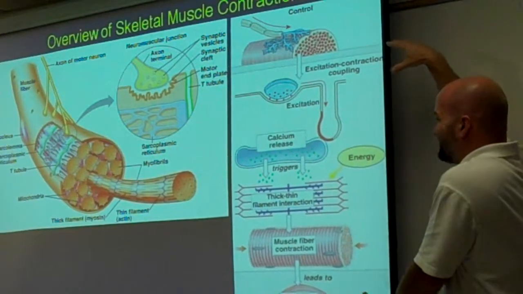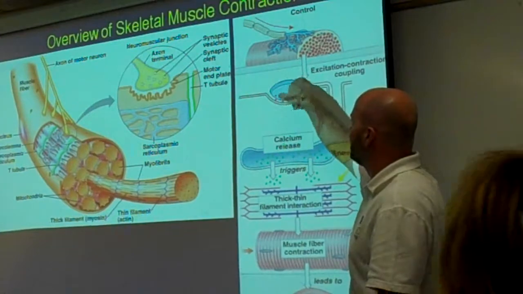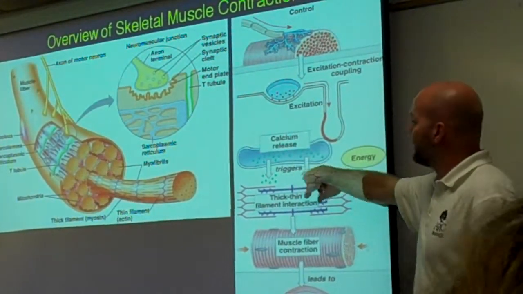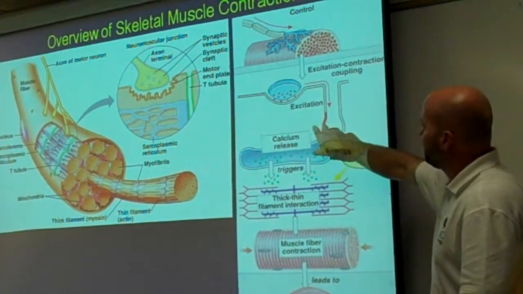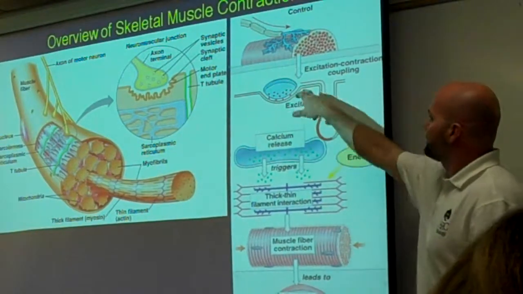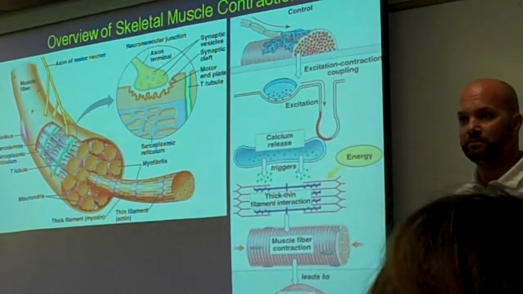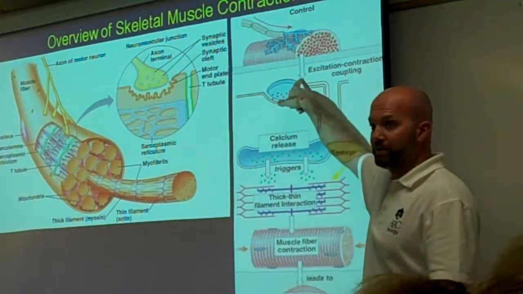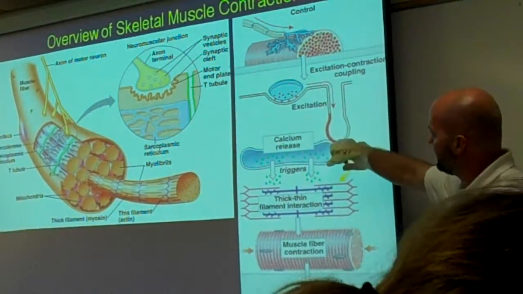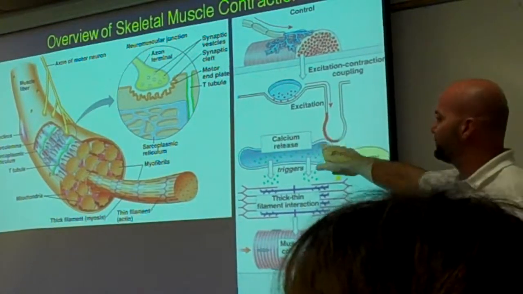A representation of all of those processes. So this would be events at the neuromuscular junction. This is excitation-contraction coupling. The T-tubule. And what does this red line represent here? Something is traveling, now it's right here. That electrical current starts at the motor end plate, travels across the membrane down the T-tubule, so here it is. So that means right here we're depolarizing the membrane of the T-tubule.